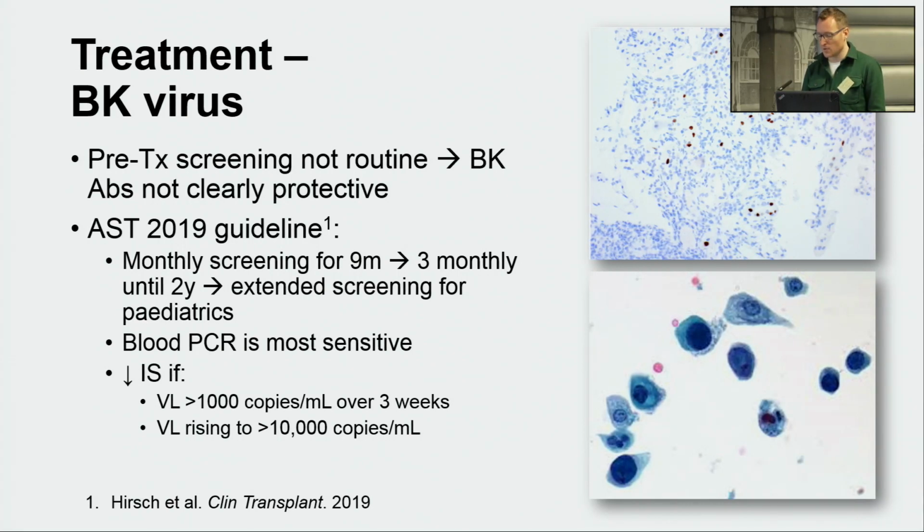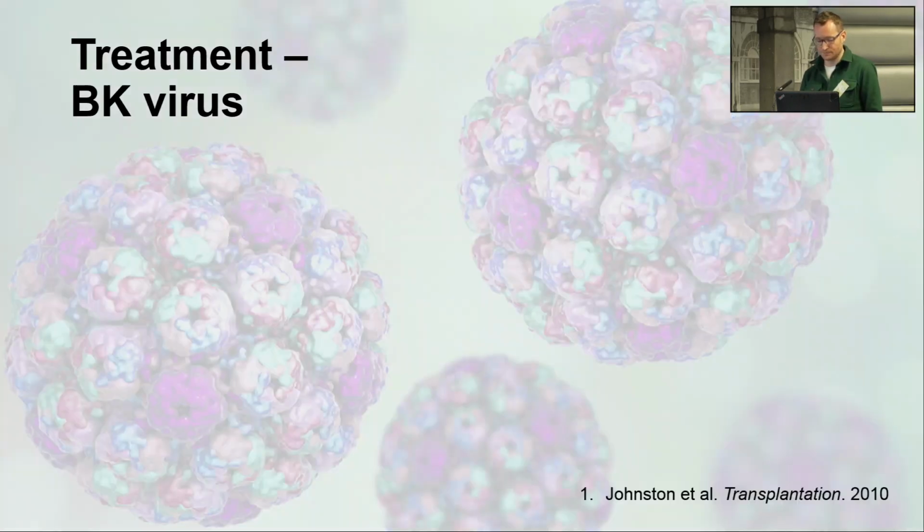You can test the urine, where you can see these decoy cells. Just at the bottom right-hand side, those are decoy cells, these epithelial cells that look a bit unusual that you see in the urine, but you obviously can't quantify the amount of virus based on that. The suggestion from the guidelines is that you reduce immunosuppression if the viral load rises above 1,000 copies per mil over 3 weeks, and certainly you would reduce immunosuppression if you've got a viral load above 10,000 copies per mil on one single occasion.